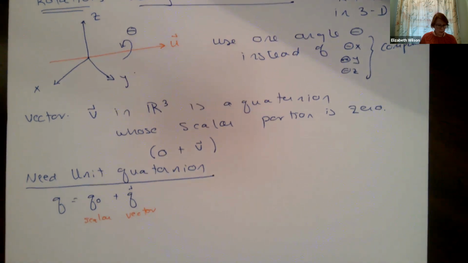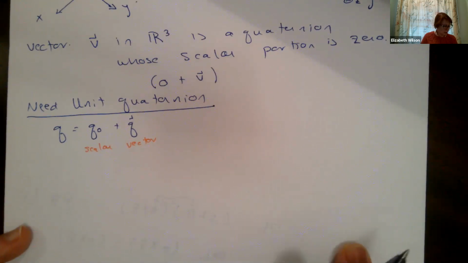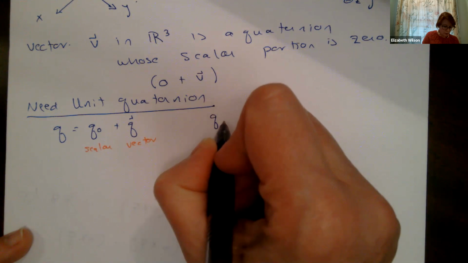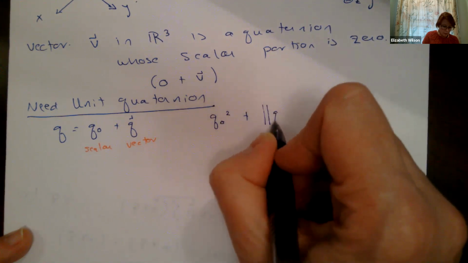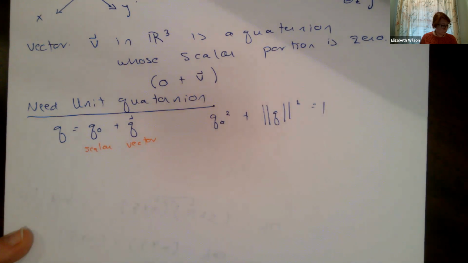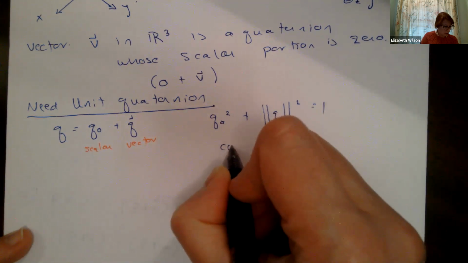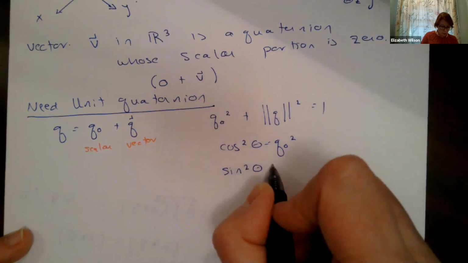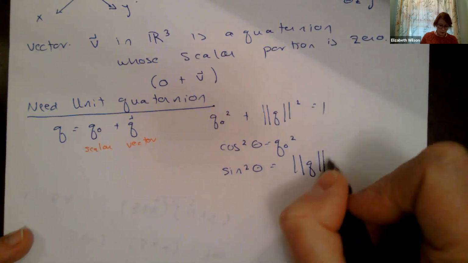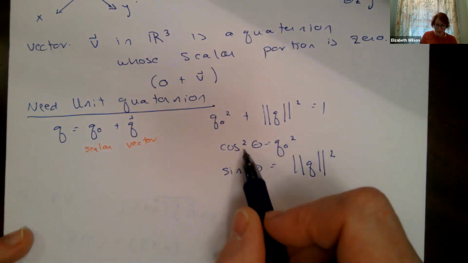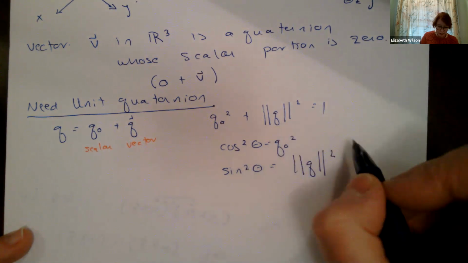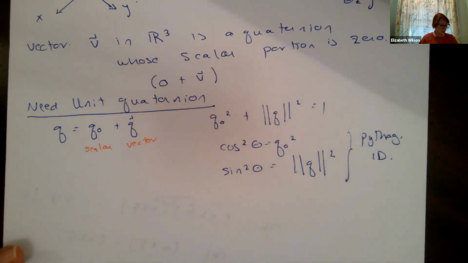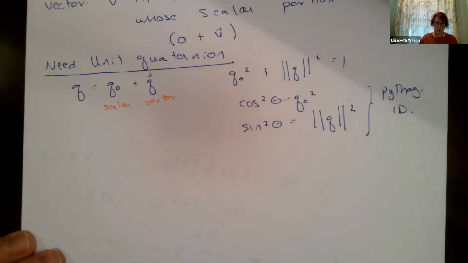I'm kind of rambling here, but just bear with me. Let's try this. I'm going to do a little bit of derivation. The norm of Q squared equals 1, okay? Which basically means that my cosine squared of theta equals Q naught squared, and my sine squared of theta equals the squared norm of the vector part. I'm going to be using this because sine squared plus cosine squared equals 1. That's our Pythagorean identity. So I'm going to use that to help me put things together.